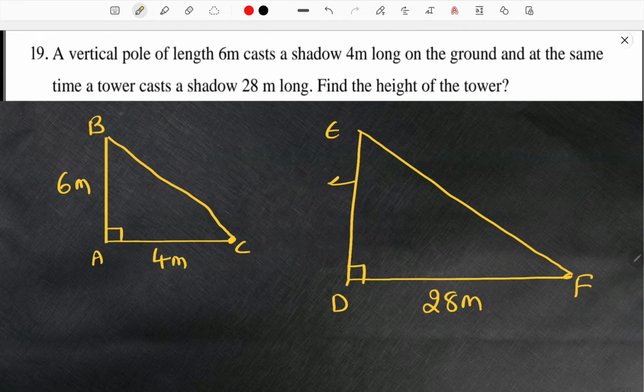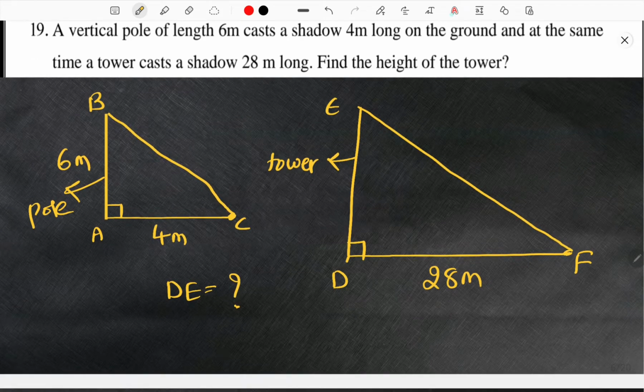So this tower is there, no? So this is the tower, and here it is the pole. They are asking, what is the height of this tower? DE is equal to question mark. How to do it? I mean, it's quite a simple thing.